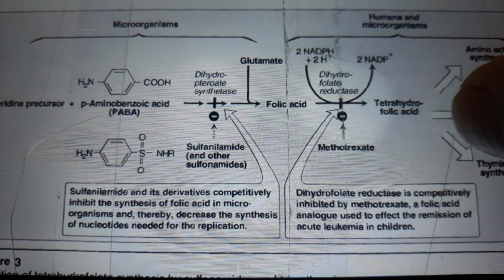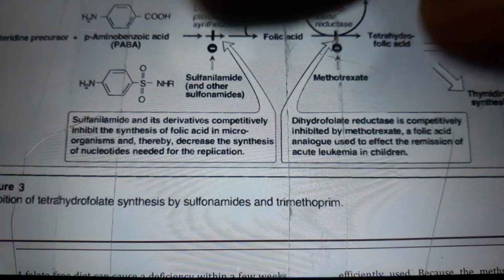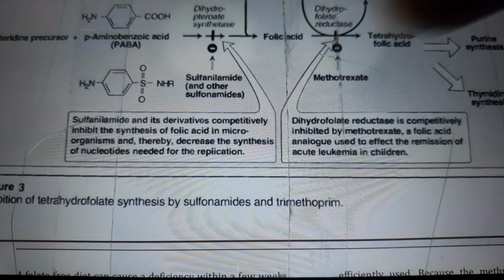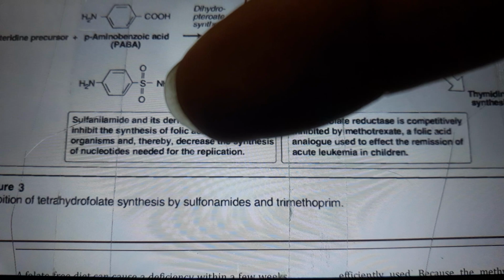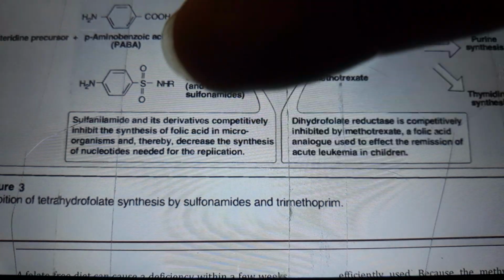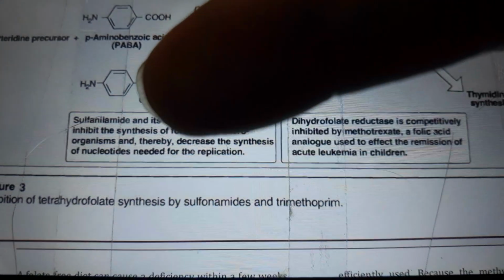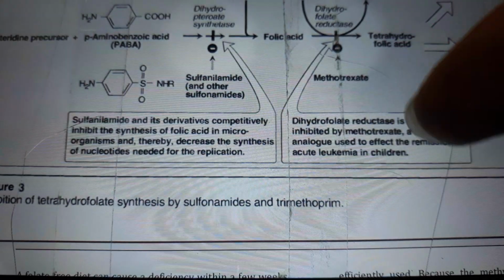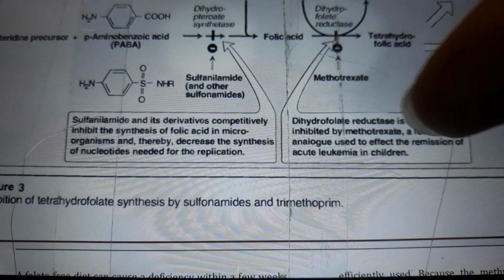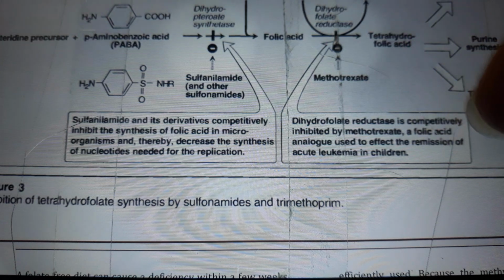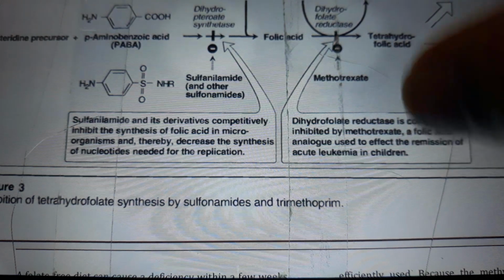Human and microorganisms. Pteridine, precursor, aminobenzoic acid, folic acid, tetrahydrofolic acid, purine synthesis. So here you see sulfanilamide and its derivatives competitively inhibit the synthesis of folic acid in microorganisms and thereby decrease the synthesis of nucleotides needed for replication. Here dihydrofolate reductase is competitively inhibited by methotrexate, a folic acid analog used to effect the remission of acute leukemia in children.